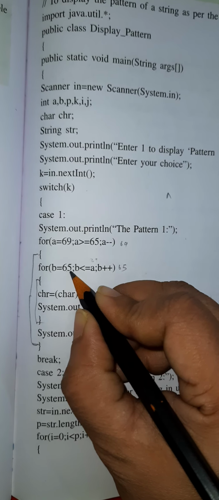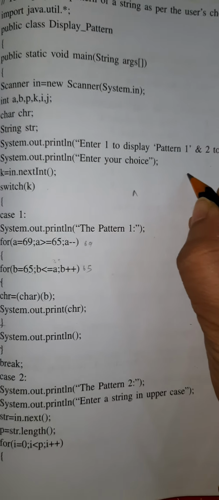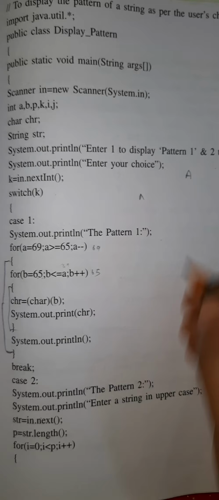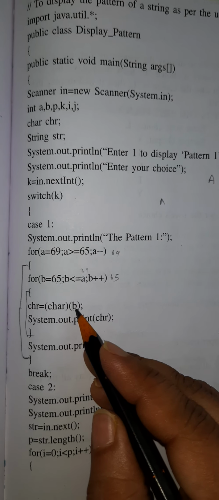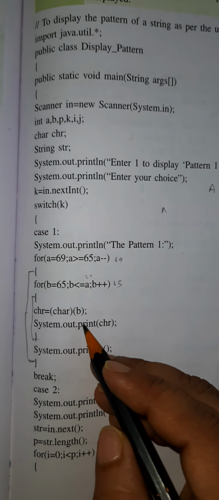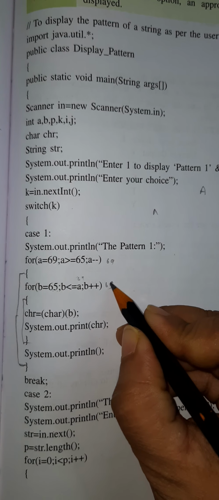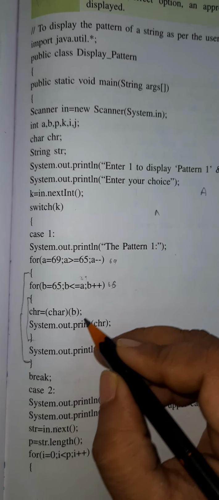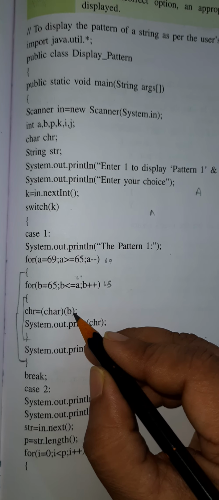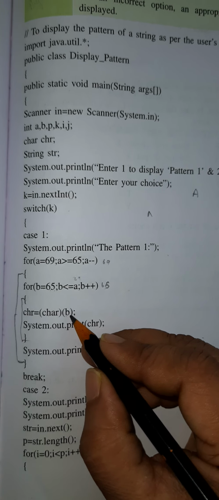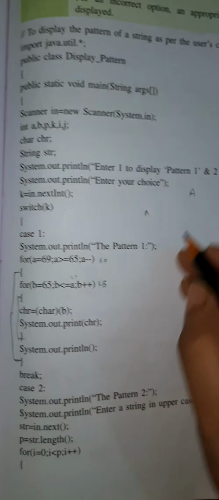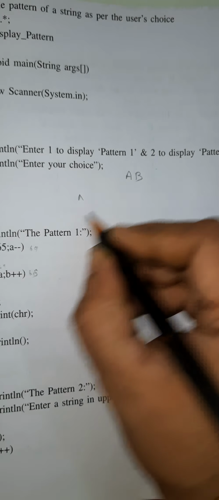65 means it is A. So it will type A. Now b will be 66, so the condition is true and it will come here. So b is 66. 66 is the ASCII value for capital B. So it will type B.